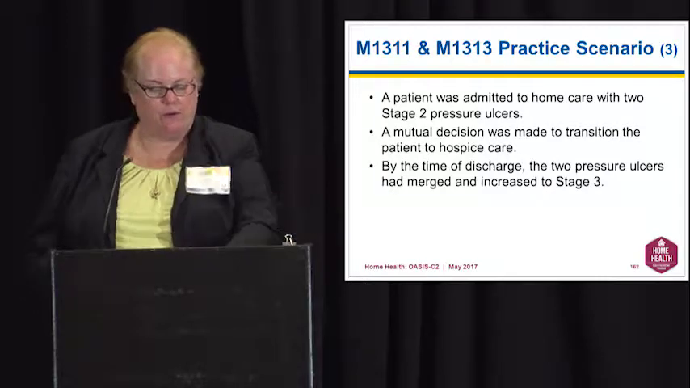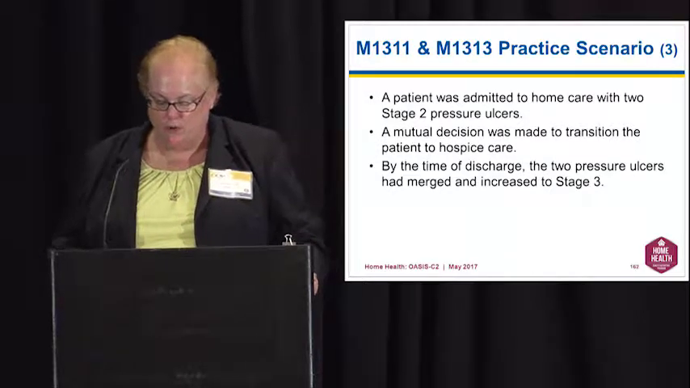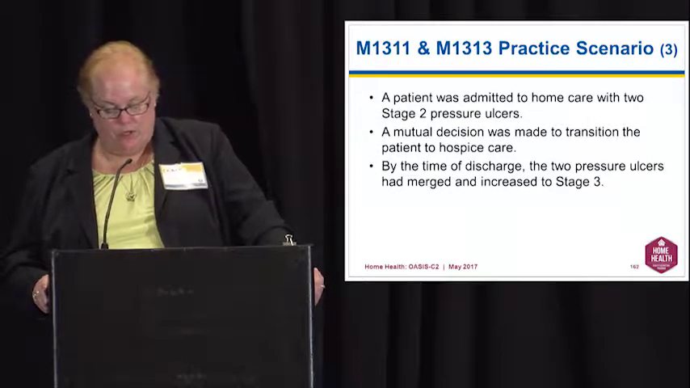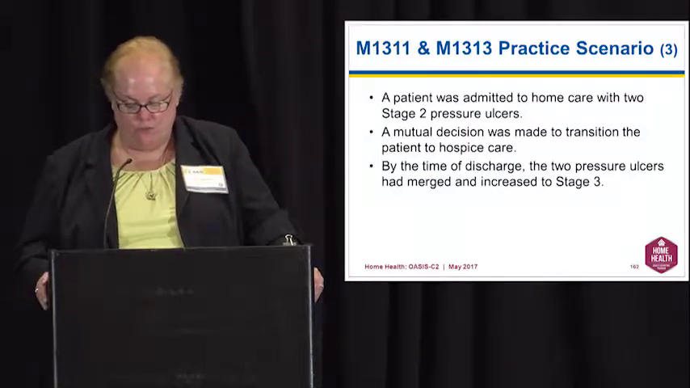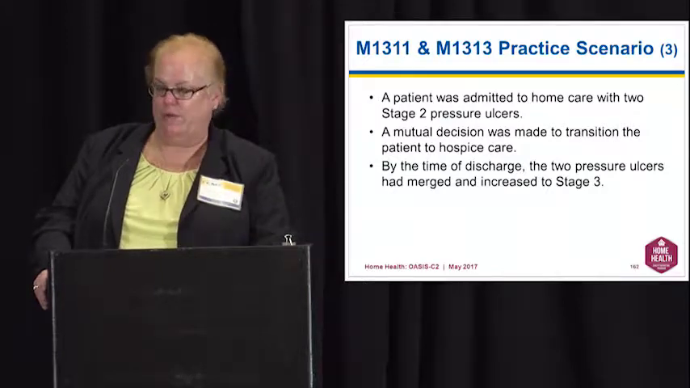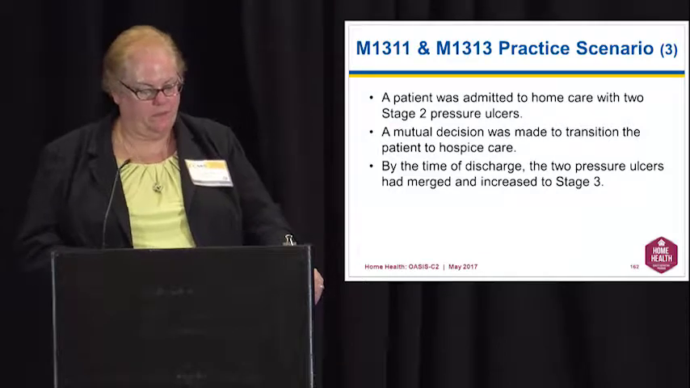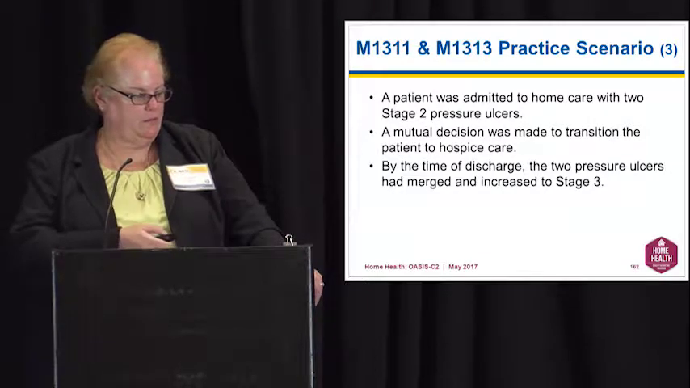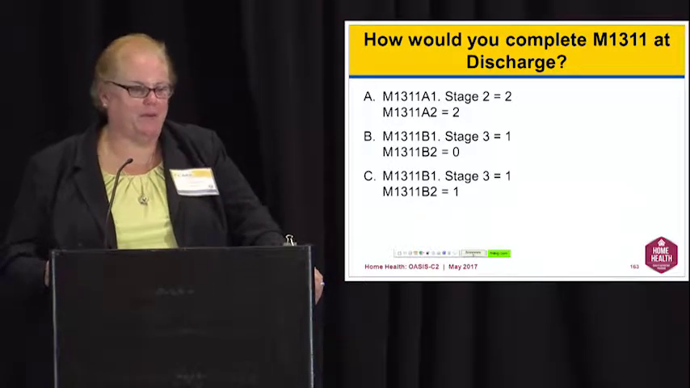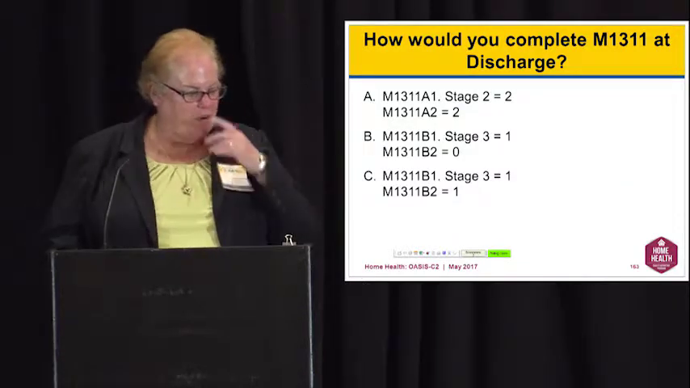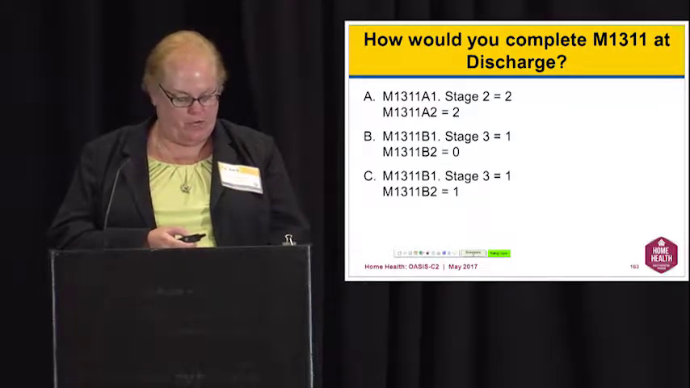Okay, so scenario 3, and you have it in your packets here. A patient was admitted to home care with two stage 2 pressure ulcers. A mutual decision was made to transition the patient to hospice care. By the time of discharge, the two pressure ulcers had merged and increased to a stage 3. So this is going to be a polling question, a little easier. Take your polling device. We wanted to mix it up a little bit. Why don't you go ahead and code this. How would you complete M1311 at discharge for this patient?